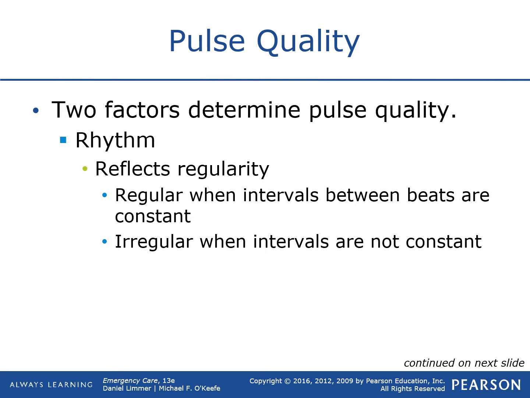Does it march out a beat every second? So 1, 2, 3, 4, 5. Or does it change? Does it go 1, 2, 3, 4, 5, 6, 7, 8? So we want to find out if this is going to be marching out regularly or irregularly. And that's why we want to be feeling for a long time so that we can feel if there's any changes. So the two things that we call a pulse quality are either regular or irregular.